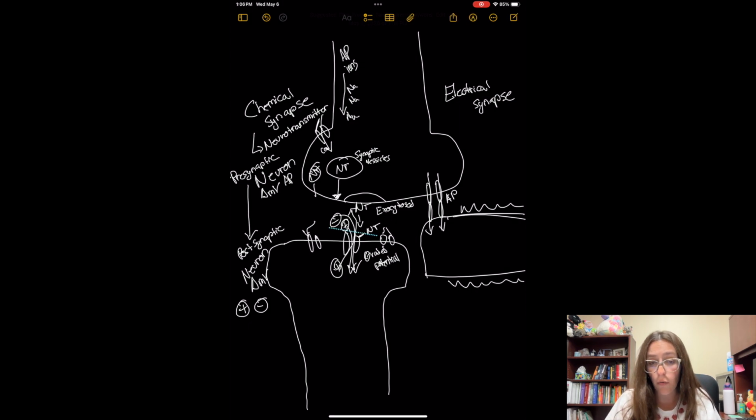And then, over time, eventually the signal needs to stop. When the signal needs to stop, these neurotransmitters typically are going to be either recycled or broken down or absorbed by glia. It depends on the neurotransmitter. But anyway, I hope this helps with understanding the steps of what happens at a chemical and electrical synapse.